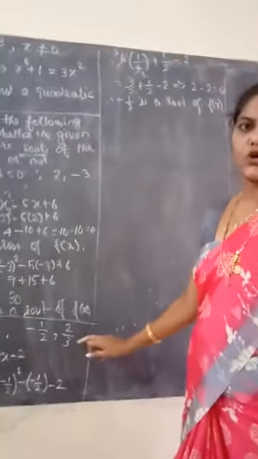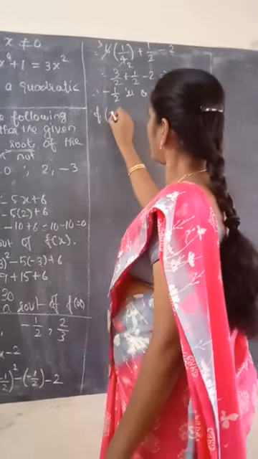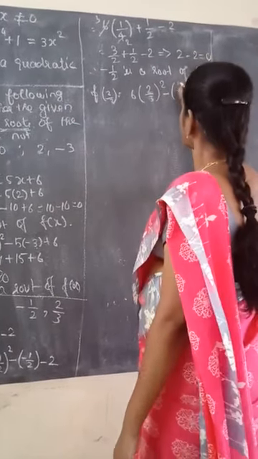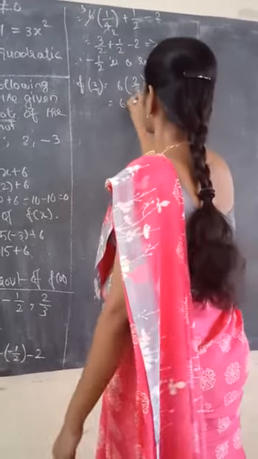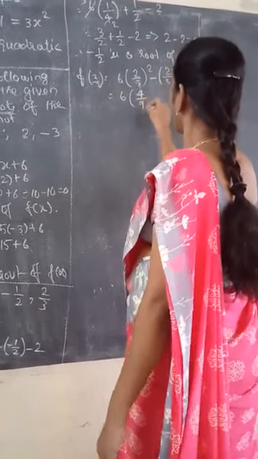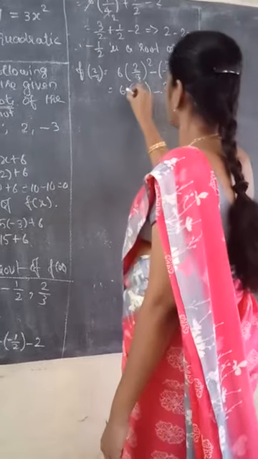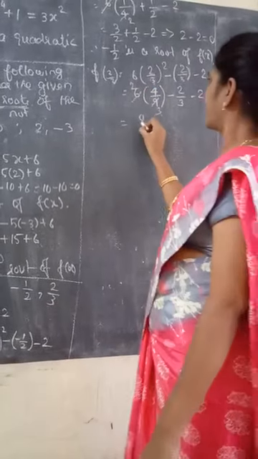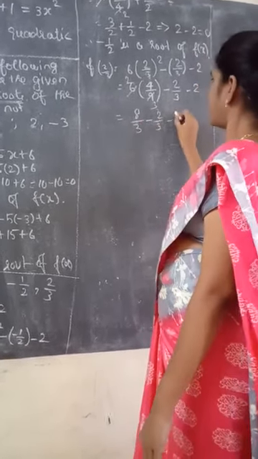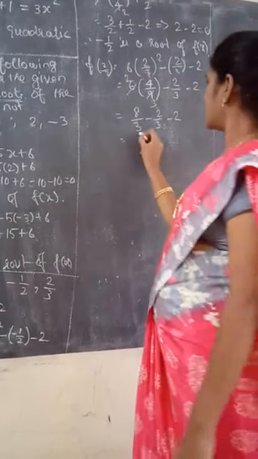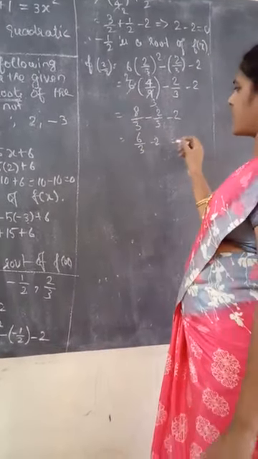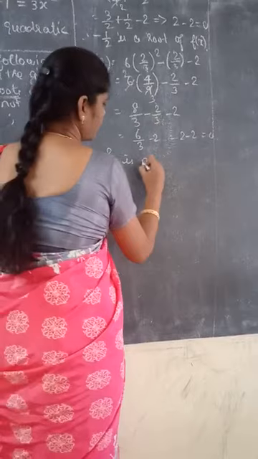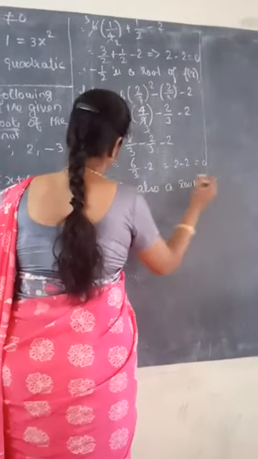Next, we need to check whether 2 by 3 is a root or not. So f of 2 by 3 is equal to 6 into 2 by 3 whole square minus 2 by 3 minus 2. So 6 into 2 2s are 4, 3 3s are 9, minus 2 by 3 minus 2. So 4 6s are 24, 24 by 9 is 8 by 3, minus 2 by 3 minus 2. So 8 minus 2 is 6, so 6 by 3 minus 2. 6 by 3 is 2. So 2 minus 2 equal to 0. So therefore 2 by 3 is also a root of f of x.